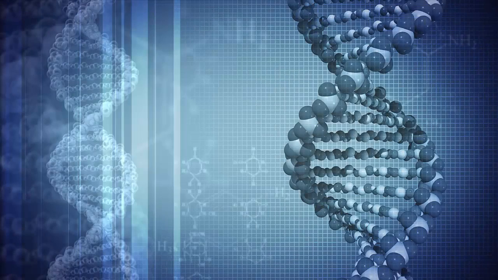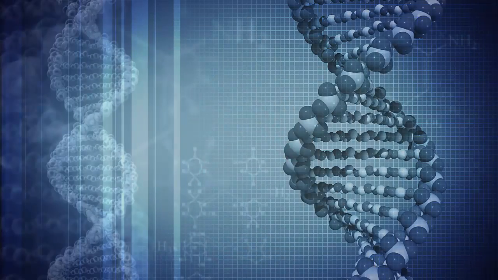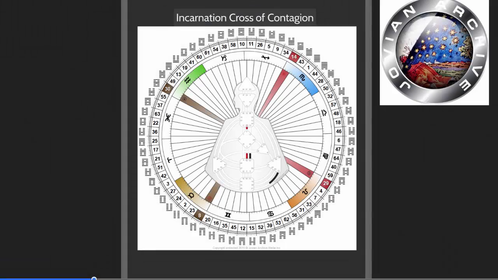For example, you and your partner can have very similar components in your charts, such as type, authority, and definition. But if your profile is different, you can be dramatically different people. Together with our incarnation cross, profile allows us to live our purpose as our own authentic character on the stage of our life. This is my incarnation cross.